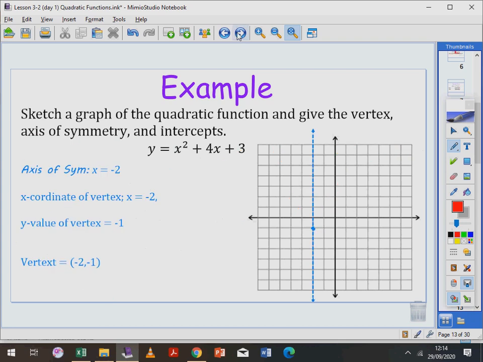Alright, so yeah, this is what we did. We substituted the x value of the line of symmetry, the axis of symmetry, into the function, and then we found the y value of the vertex, and then we have our vertex, and then we are able to sketch it. We're going to sketch it here. 1, 2, 3, 4. 1, 2, 3, 4. So that's what your sketch would look like.